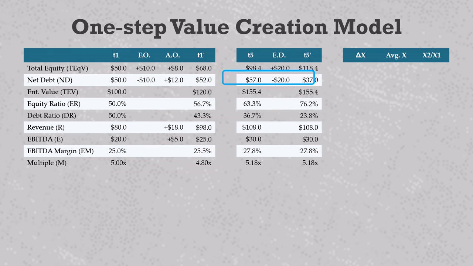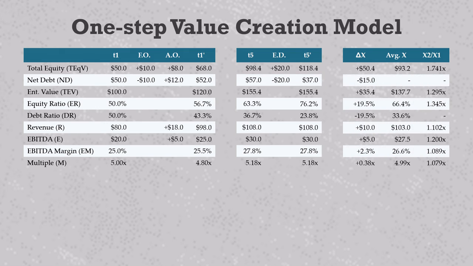On the exit side, adding the holding period distribution of 20 to the exit proceeds of 98.4 gives us the total equity return of 118.4, and subtracting that 20 from net debt makes sure that the company gets credit for the cash that it generated during the holding period. Since this all makes sense, we can go ahead and calculate the differences, averages, and multipliers and begin plugging them into our value creation formulas.